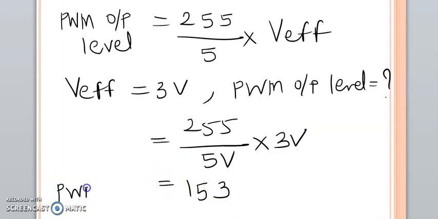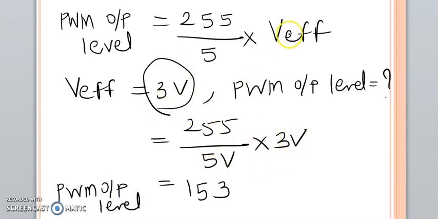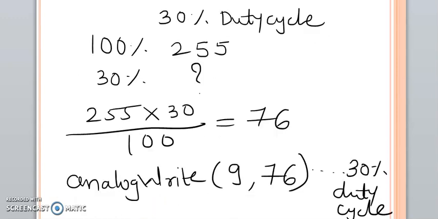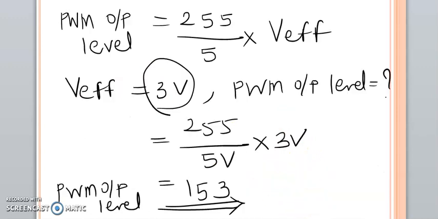So the PWM output level to generate 3 volt as an effective DC voltage, you need to provide 153 as the PWM output level. This is nothing but the reverse calculation. In the previous part, we have seen, depending upon the duty cycle, how to generate this PWM output level. In this part, we have seen how to generate the PWM output level for a given effective voltage.